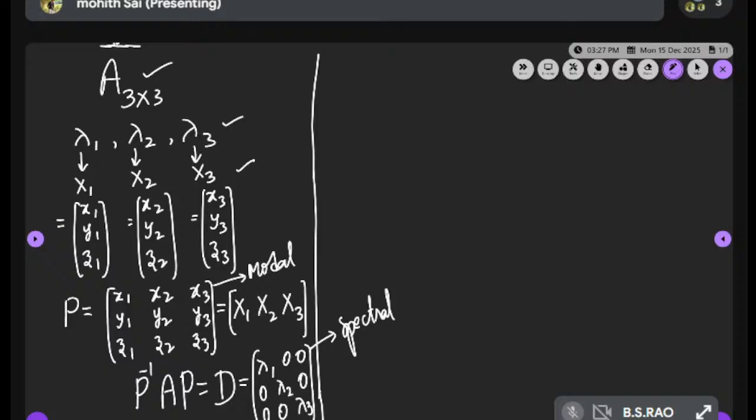So P equals, first row x1, x2, x3, then y1, y2, y3, z1, z2, z3, which is known as model matrix.